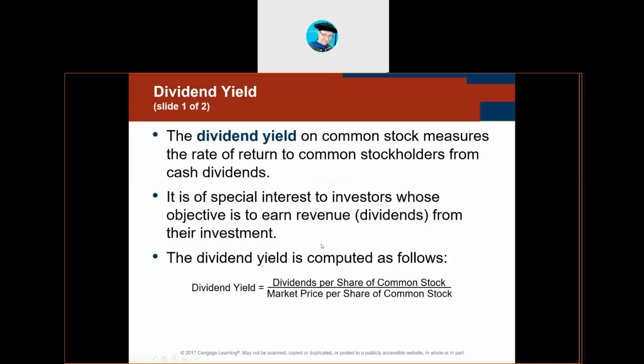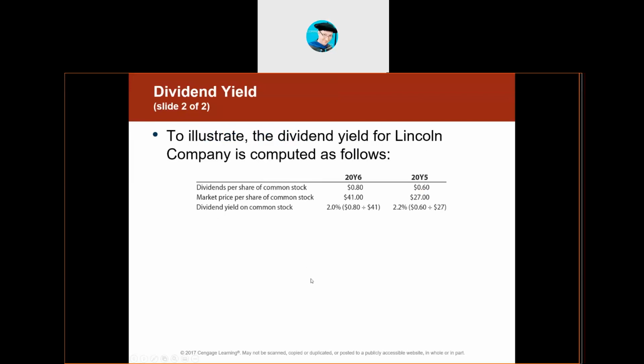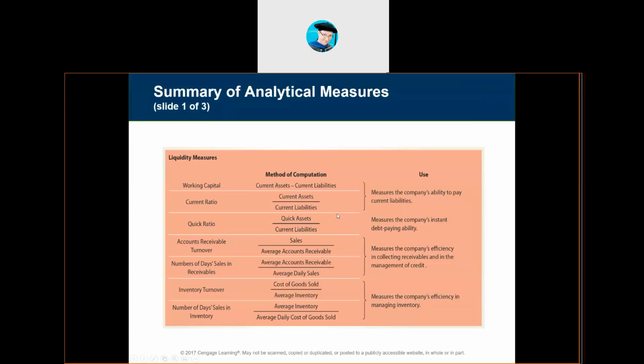This is a nice visual representation. Dividend yield. Dividend yield on common stock measures the rate of return on common stock to shareholders from cash dividends. This one's kind of special, but it's a nice one to compute. We take dividends per share of common stock divided by the market price, and what that does is tell us the overall percentage of the dividend that gets paid out.